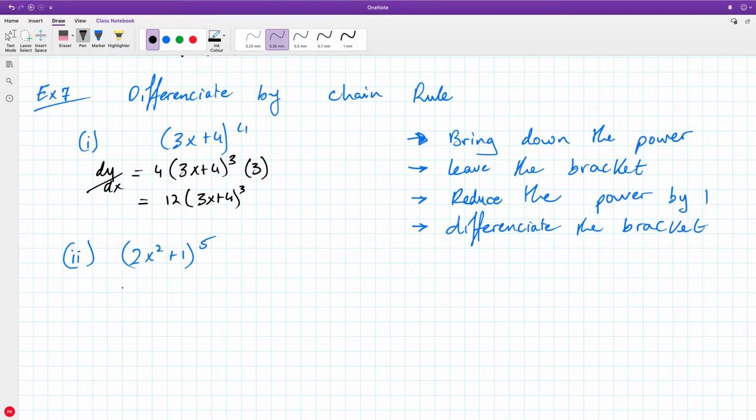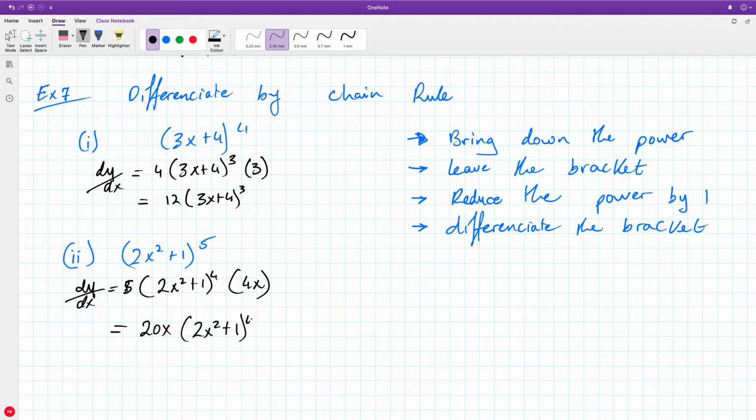Bring down the power, 5. Leave the bracket, 2x squared plus 1. Reduce the power by 1, you get 4. Differentiate the bracket. Differentiate 2x squared, you get 4x. That is equal to 4x by 5, which is 20x times 2x squared plus 1 to the power of 4.